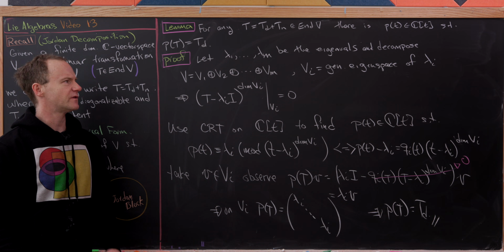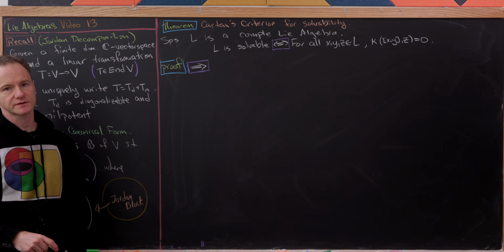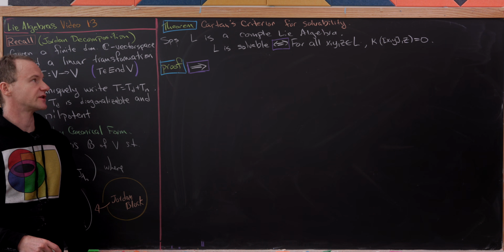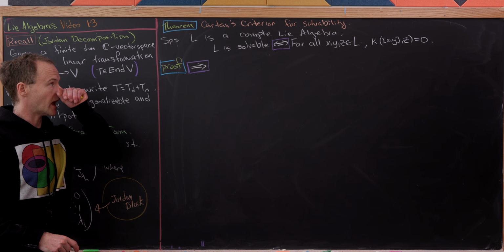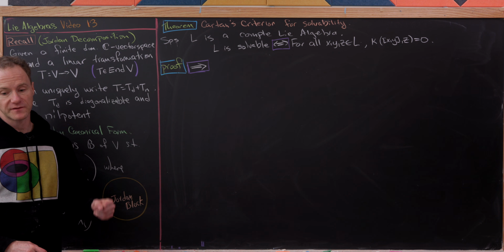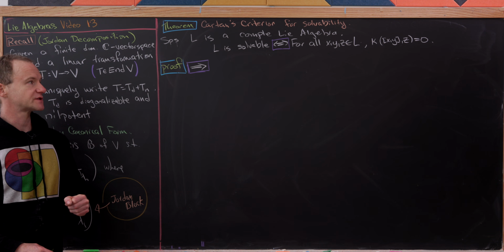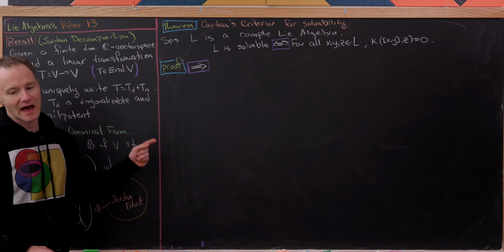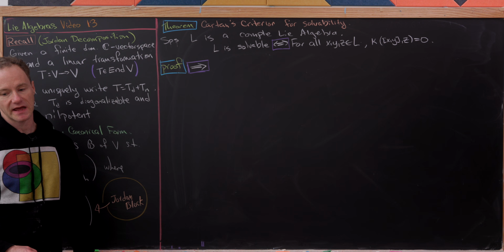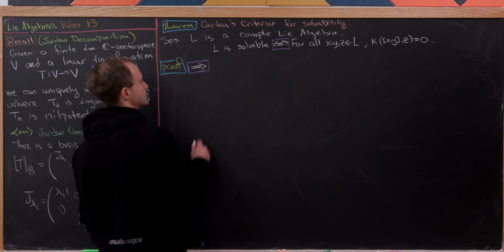Okay, so now let's move on to the big result for today. Our first big result today is called Cartan's criterion for solvability. We'll start with a complex Lie algebra L, and we'll prove that L is solvable if and only if, for all x, y, z in L, we have kappa of the bracket of x with y and z is equal to 0. Okay, so let's get to it.